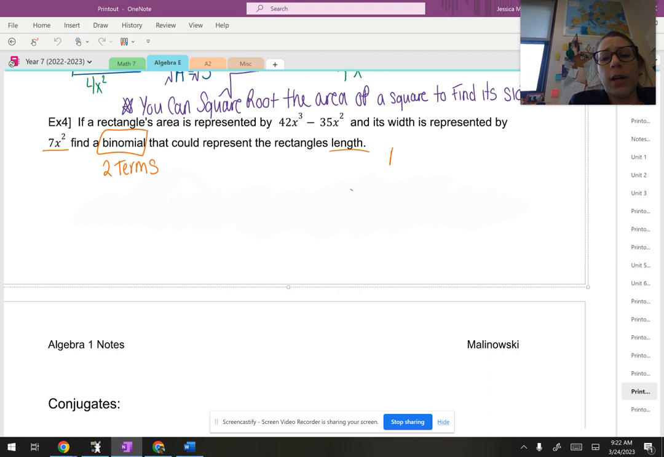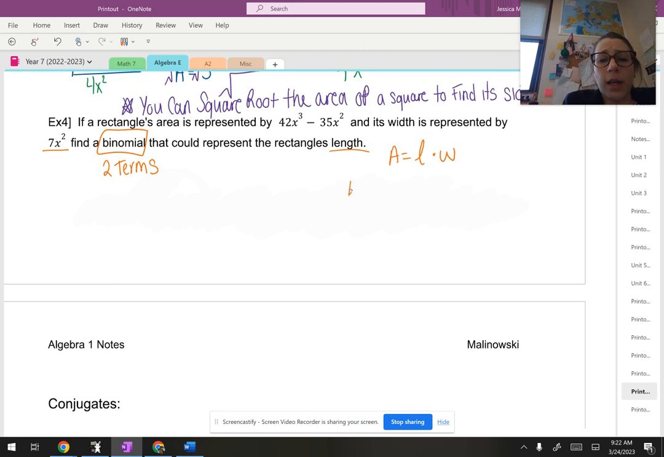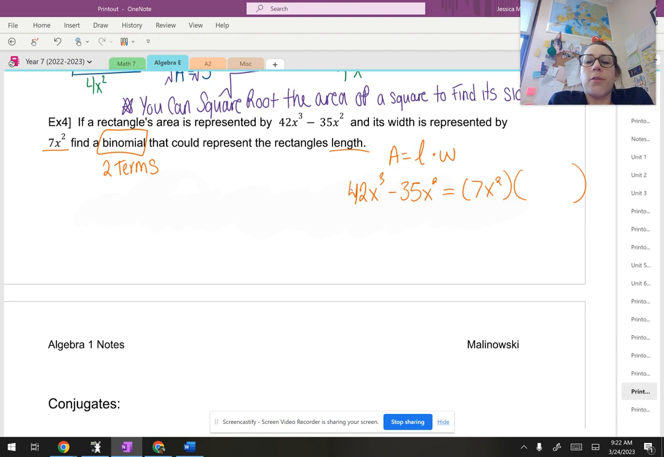So again, we know that area is equal to length times width for my rectangle. And we know that the area is 42x to the third minus 35x squared. And we know that one of the dimensions is 7x squared. So you have 2 ways of looking at how to do this.